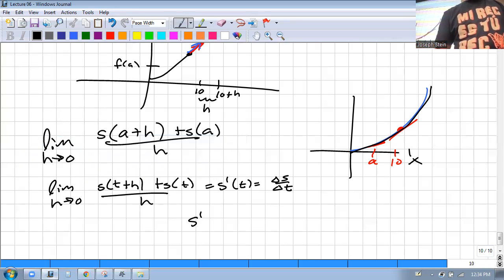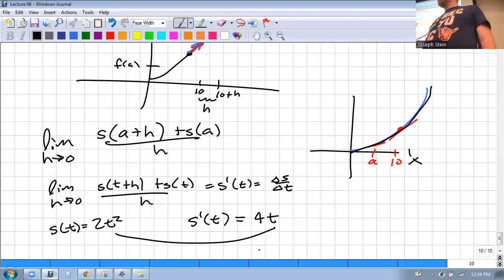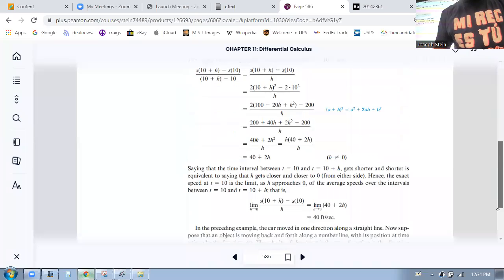Basically, what you're going to find is that you're going to get 4T. So the rate of change of this guy, which was 2T squared, is given by this guy. And we'll see soon how we get to that. All right. And if you plug it into that limit thing, that's what you're going to get. You're going to end up with 4T. Right. But in the meantime, let's look at more examples here.